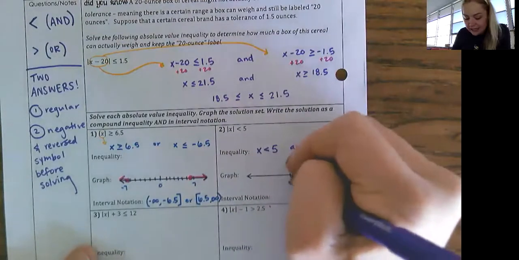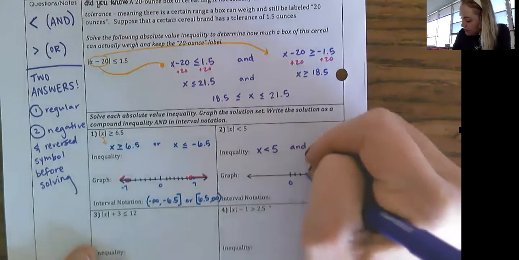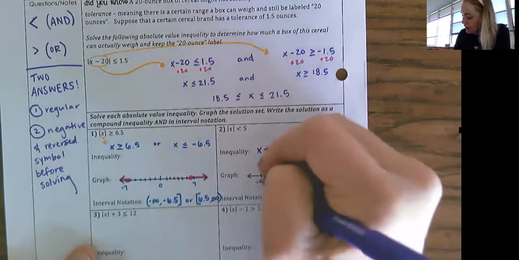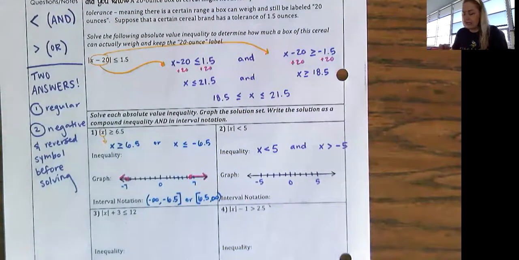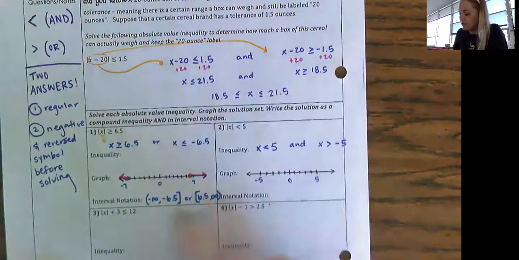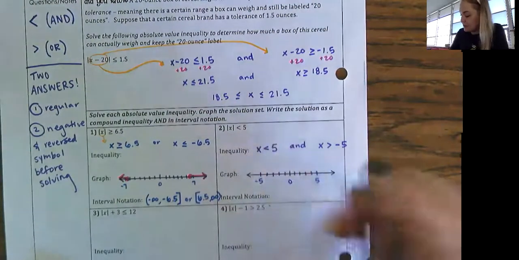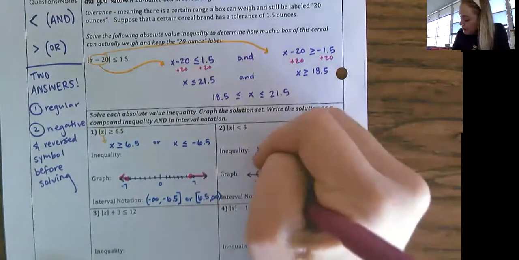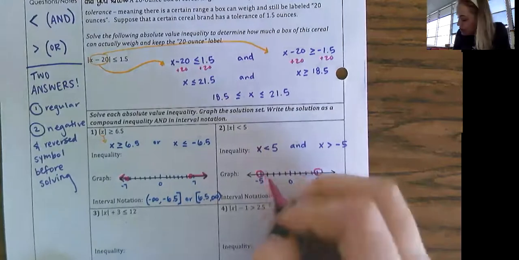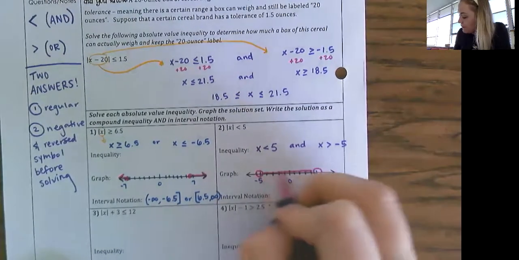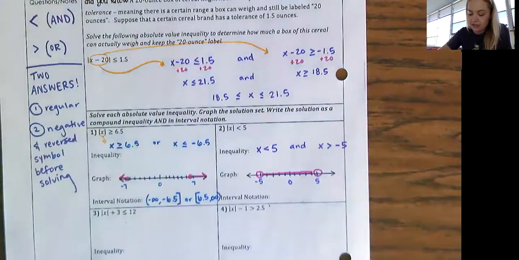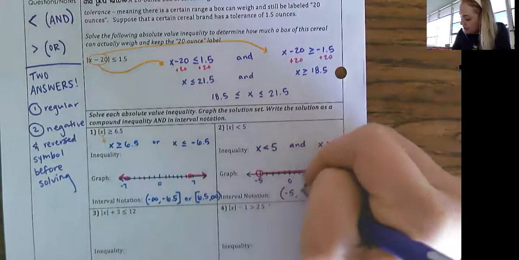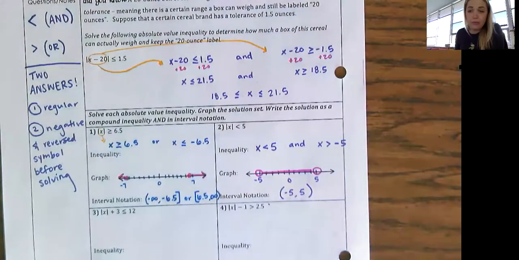So I'll have 0 in the center, and then I have 1, 2, 3, 4, 5, and negative 1, 2, 3, 4, negative 5. All right, these do not have equals on them, so they are not going to be filled in circles. These ones are going to be open circles. So I've got positive 5 with an open circle, negative 5 with an open circle, and remember when it's an and statement, you will shade in between them. So my interval notation is going to be from negative 5 to positive 5 with open parentheses because they are both open circles.